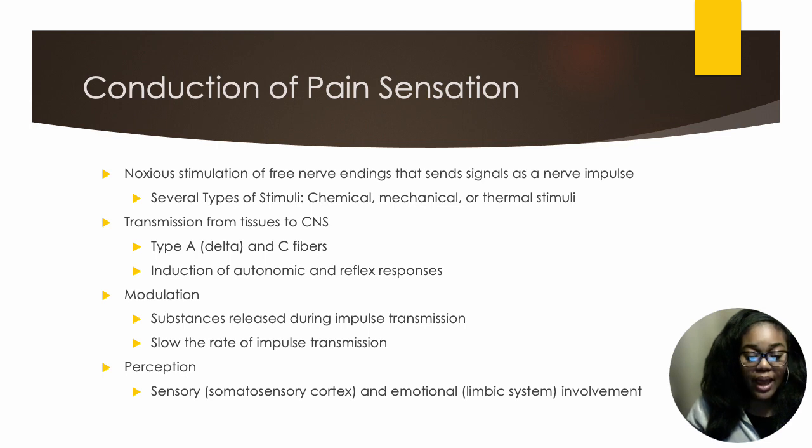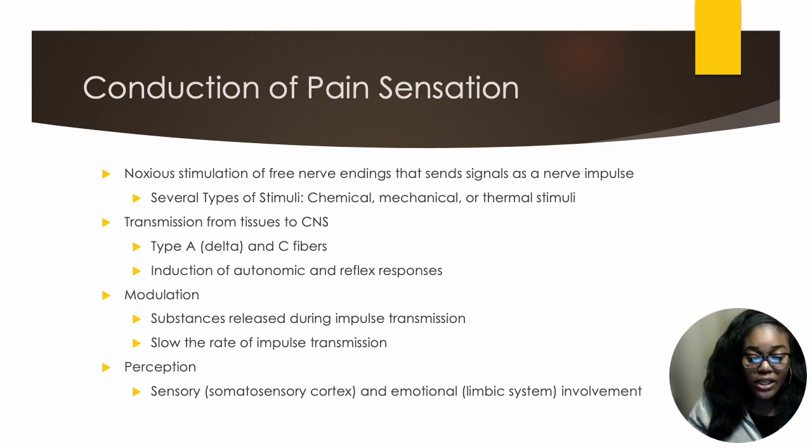So once you have that stimuli, it transmits from tissues to the central nervous system, and more specifically, it transmits from the periphery from which that stimulus is conducted to that central nervous system, and it goes through to the brain and the thalamus. And you do have different fibers that help send the pain sensation. Those are known as type A delta fibers, and you have type C fibers. Regardless, these help stimulate the autonomic and the reflex responses in your nervous system.